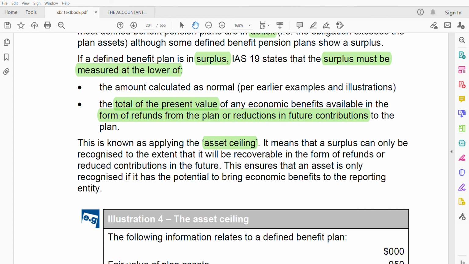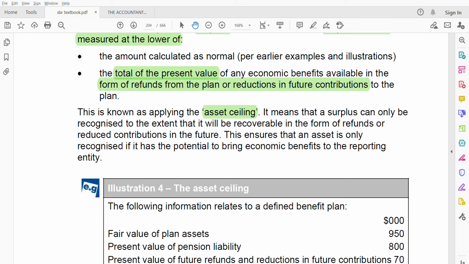Asset ceiling you should know, okay? Whatever we are studying through asset ceiling is also a topic in itself which will come, and it has a very high chance of coming in the exam. What does it mean? It means that the surplus can only be recognized to the extent that it will be recoverable in the form of refunds or reduced contribution in the future. So that surplus, not any amount. There's a limit to that surplus. There's a ceiling. More than that, it cannot go.